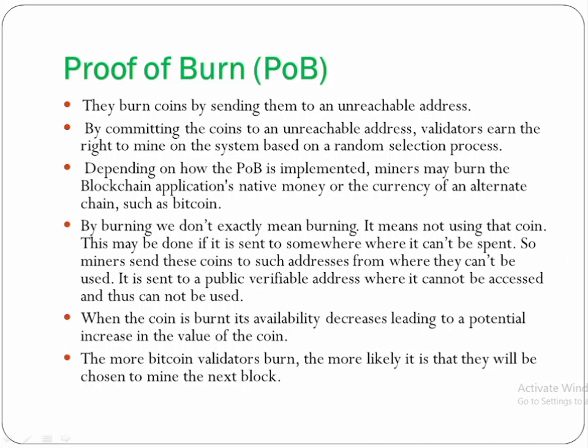The miners are burning the coins by sending them to an unreachable address. They are sending the coins to a public verifiable address, PVA, where it cannot be accessed by anyone and it won't come back. By committing the coins to an unreachable address, validators earn the right to mine the system based on a random selection process. Miners will burn the blockchain's native currency. Suppose a miner is working on Ethereum, then he will burn his native currency of Ethereum, that is Ether. If the miner is spending more currency, then there is more probability of becoming a validator for the blockchain network.